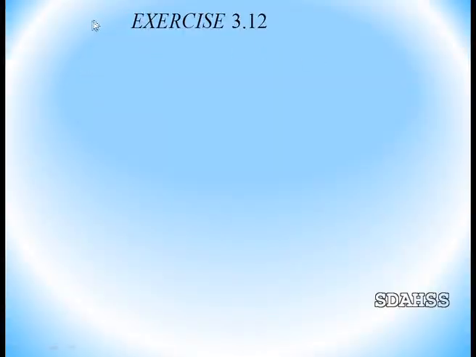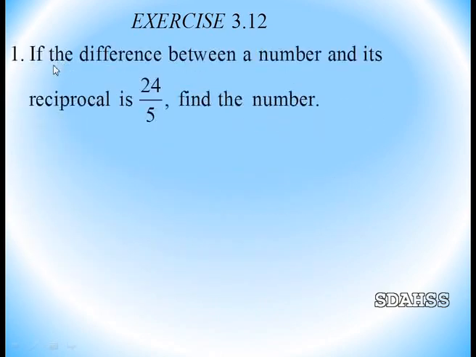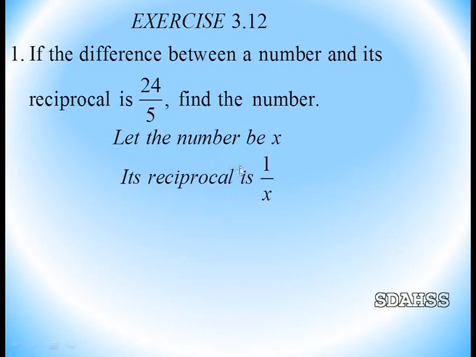Exercise 3.12. First sum. If the difference between a number and its reciprocal is 24 by 5, find the number. Here we want to find out the number. We don't know that number, so let us assume that number be x and its reciprocal is 1 by x.